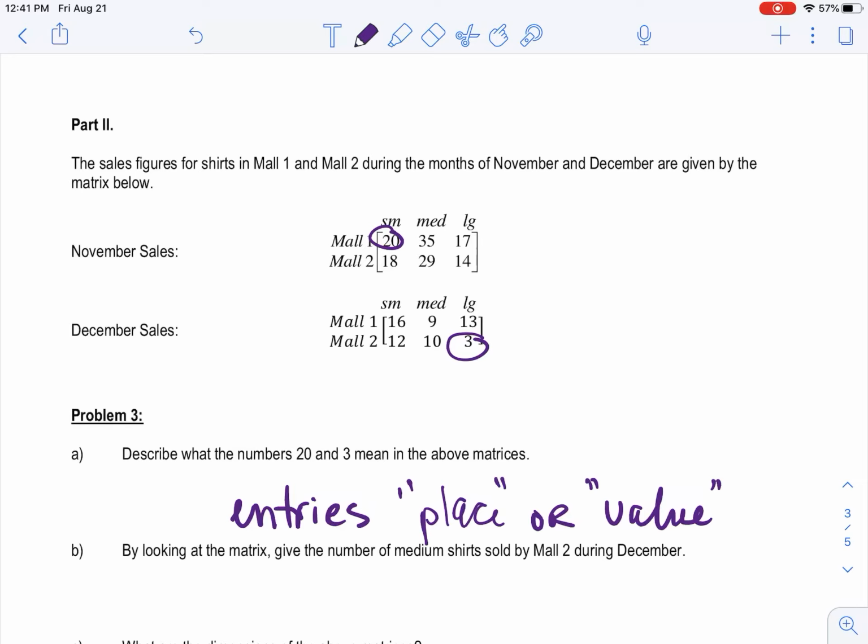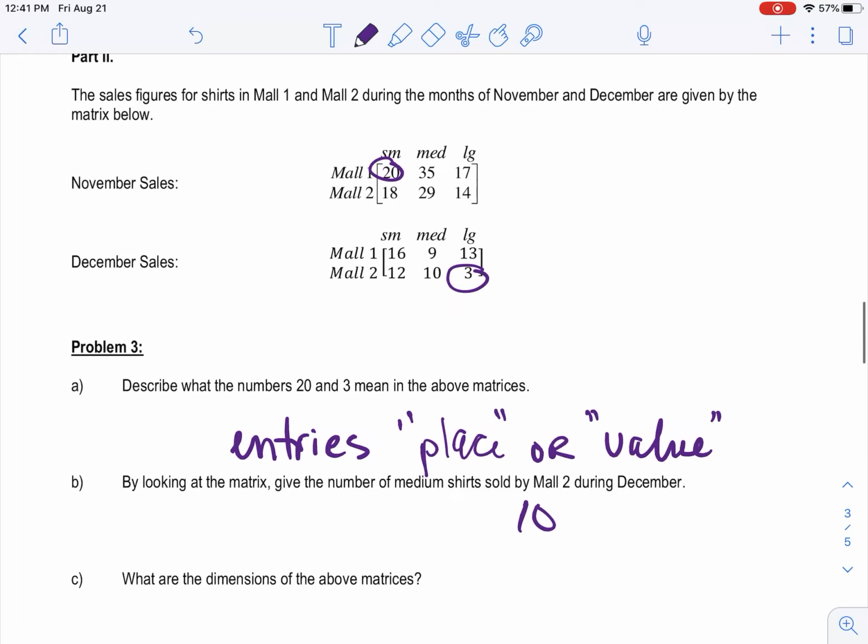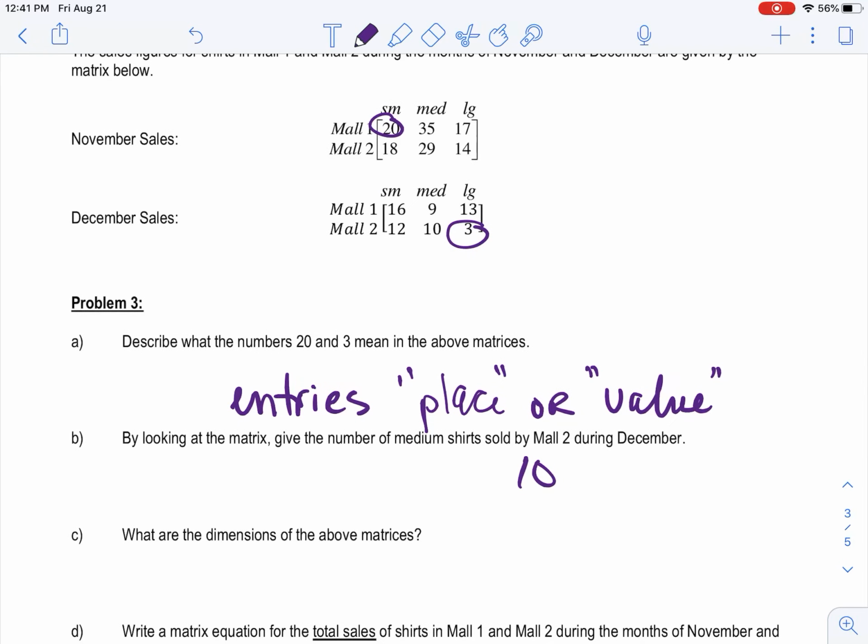By looking at the matrix, give the number of medium shirts sold by Mall 2 in December. Medium shirts, Mall 2, December. That would be 10. Okay? What are the dimensions of the above matrices? Remember that labels on the outside do not count. So this has 2 rows and 1, 2, 3 columns, so it's a 2 by 3.